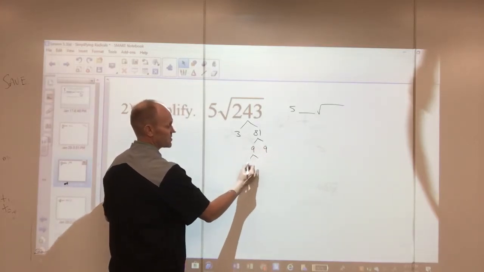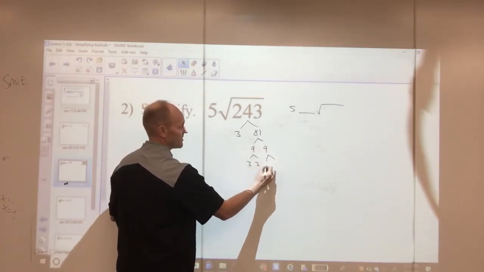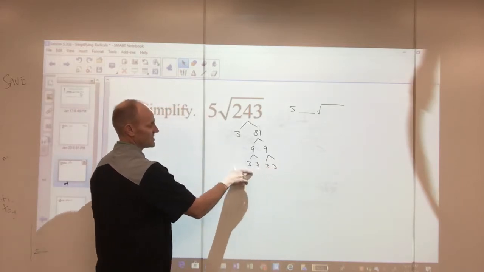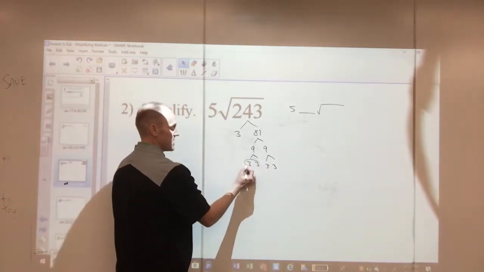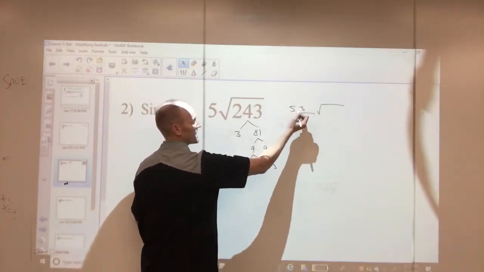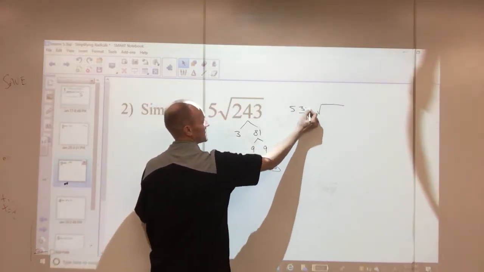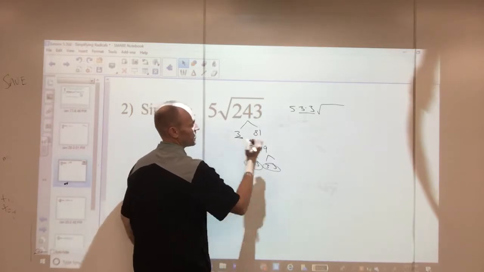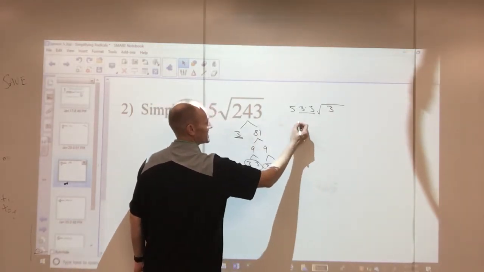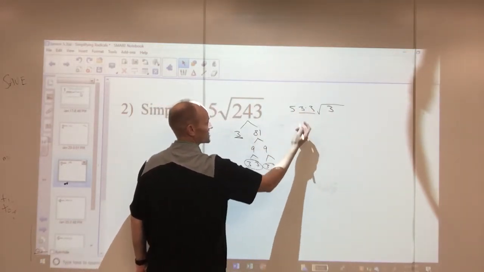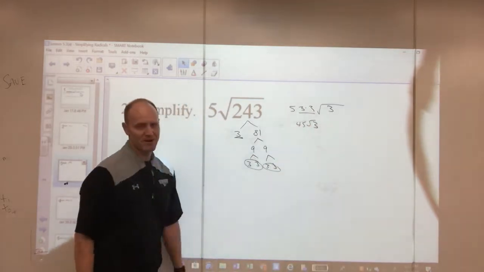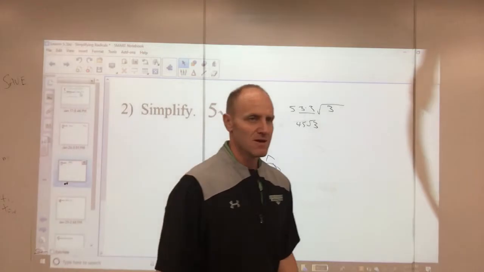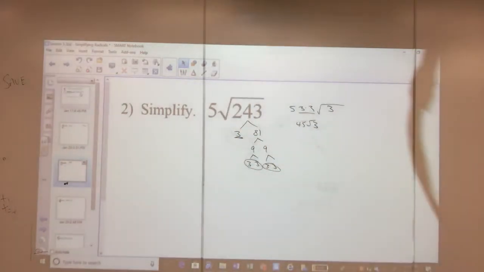In the end, when you bring your tree all the way down, in this case, you get 5 3s at the end. So partnering up, here's a pair, dance floor. Another pair, dance floor, and this 3 here, all by itself, it would go get punched. So what I ended up getting is 5 times 3 times 3, which is 45 square root of 3, and that's your simplified form. All right, a couple more examples here.